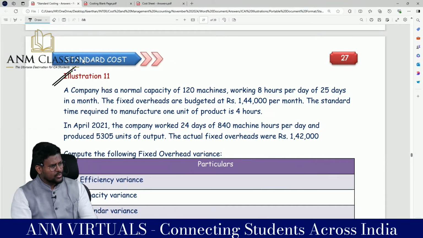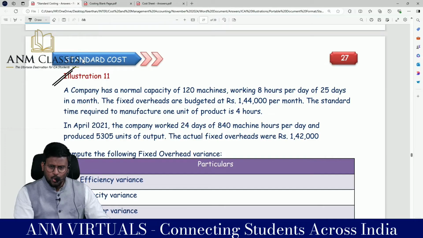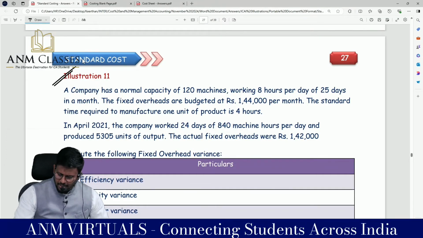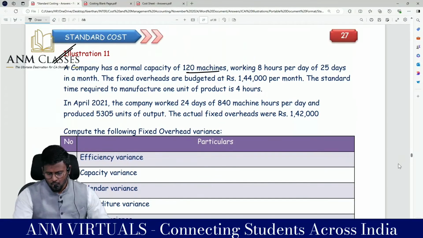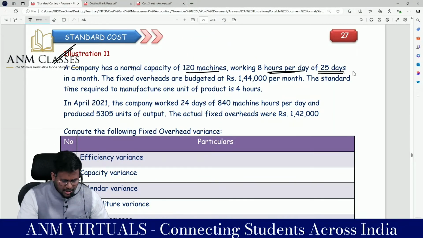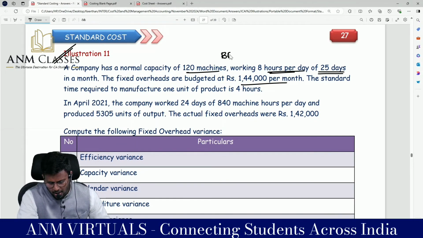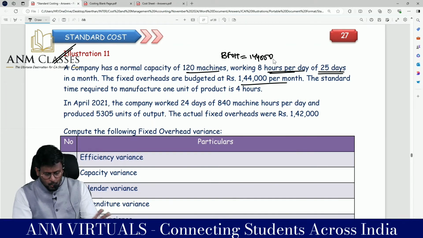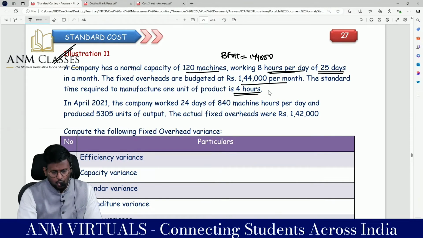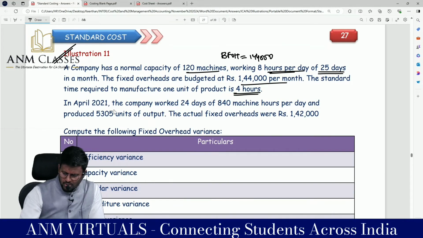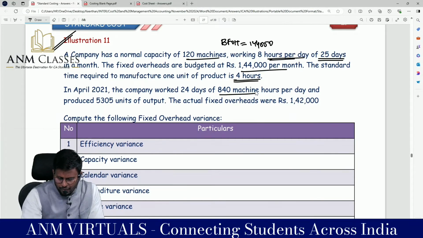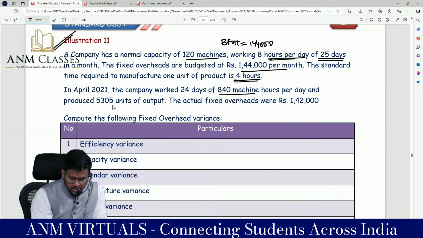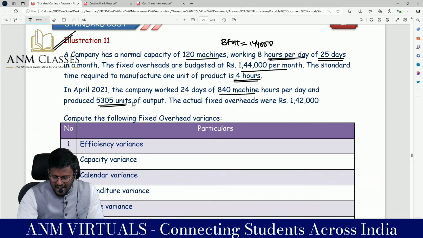Illustration number 11. I think we have already done this question. Yes, sir. This same question I have taken as a concept question. So, shall I just go through it? Yes, sir. A company has a normal capacity of 120 machines, working 8 hours per day for 25 days in a month. Fixed overhead is budgeted at how much? This is the BFOH: 1,44,000. The standard time required to manufacture 1 unit is 4 hours. In April 2021, the company worked 24 days of 840 machine hours per day and produced 5,305 units of output. The actual fixed overhead.